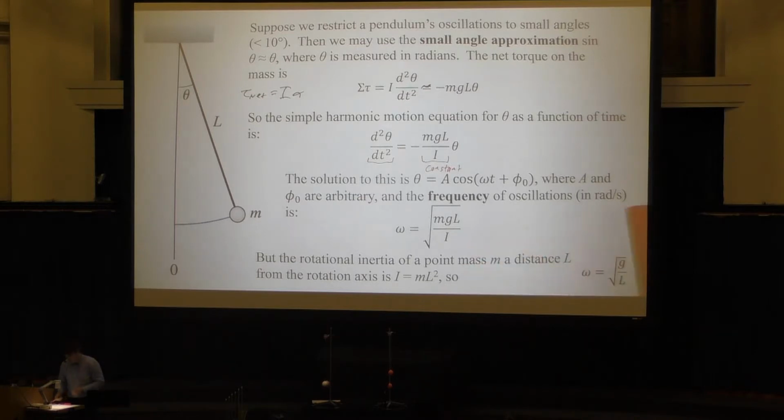So the solution is that theta is equal to A cos(omega t plus phi sub 0). The frequency of oscillations is omega. So omega is a constant here. This is not the angular velocity. It's a constant.